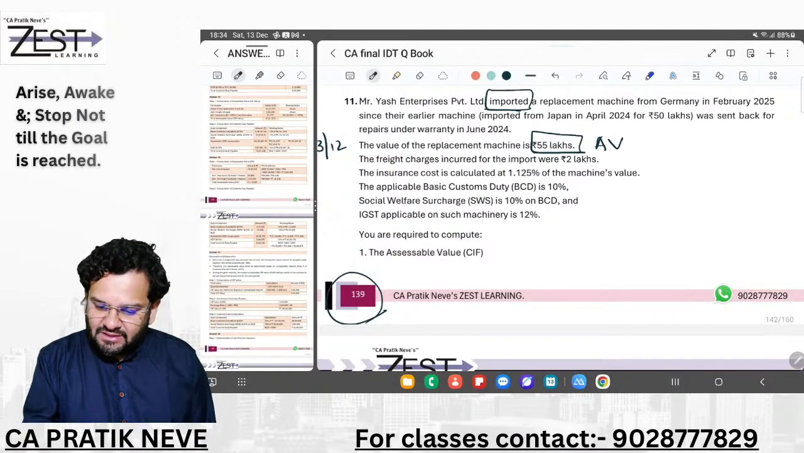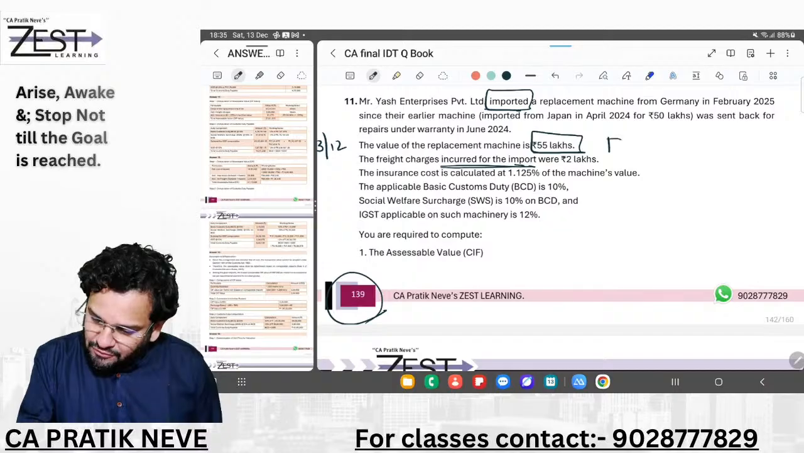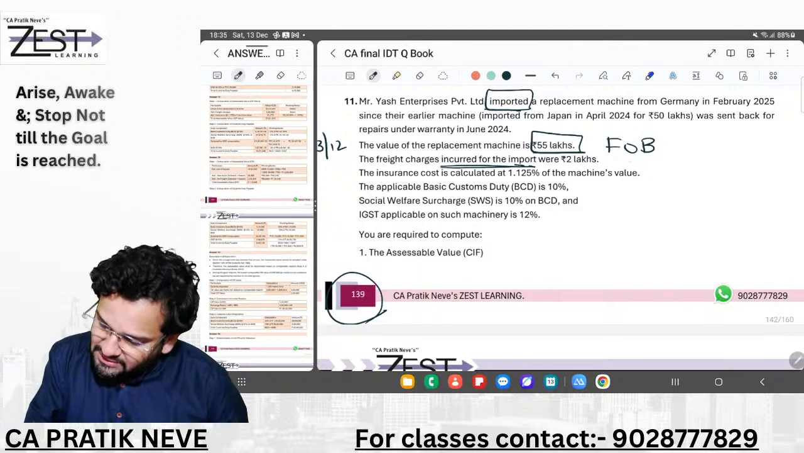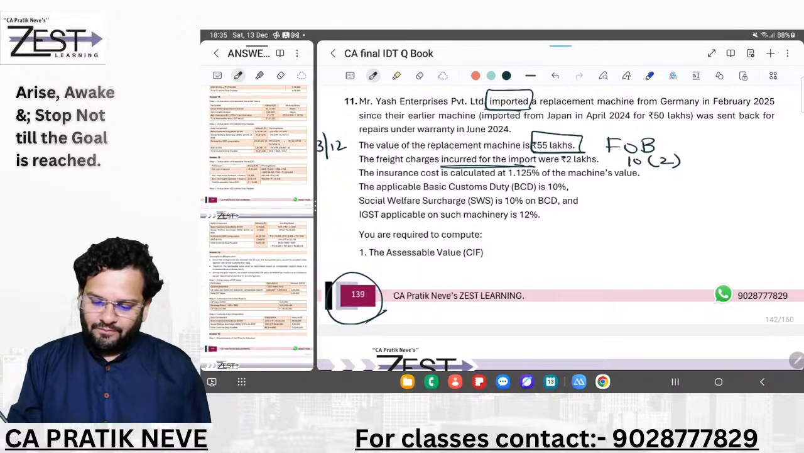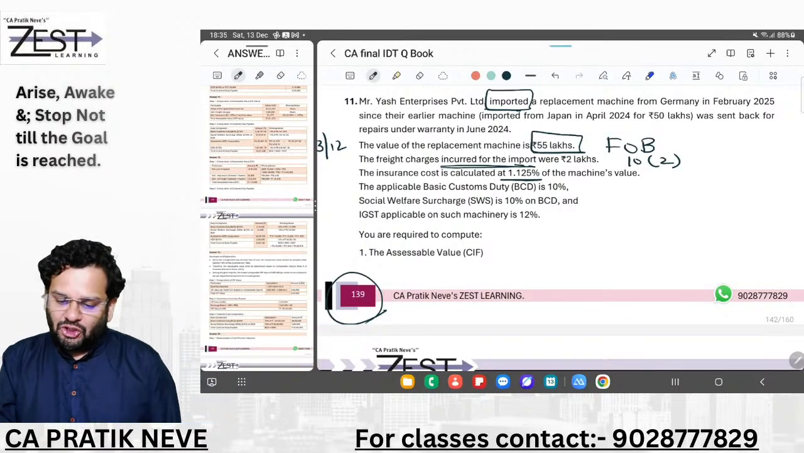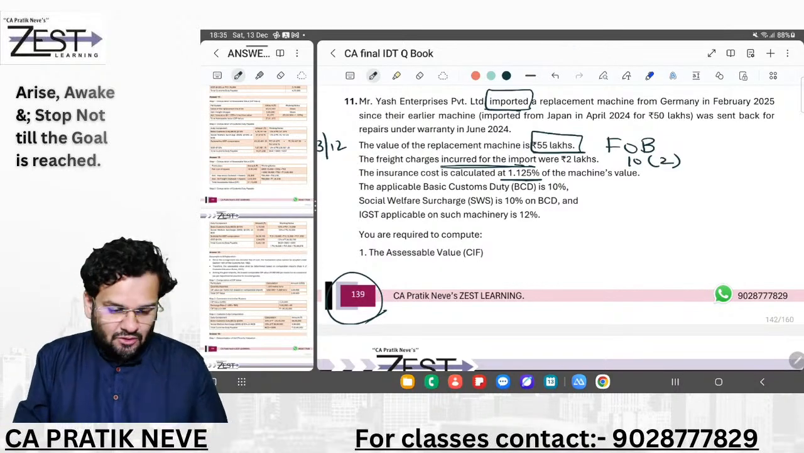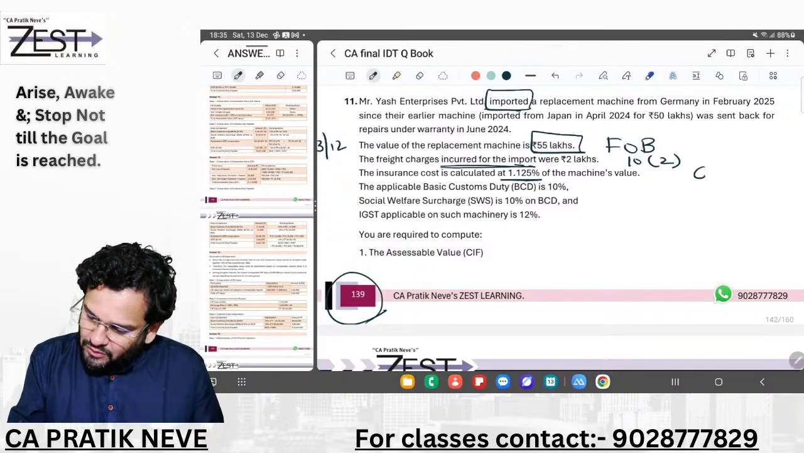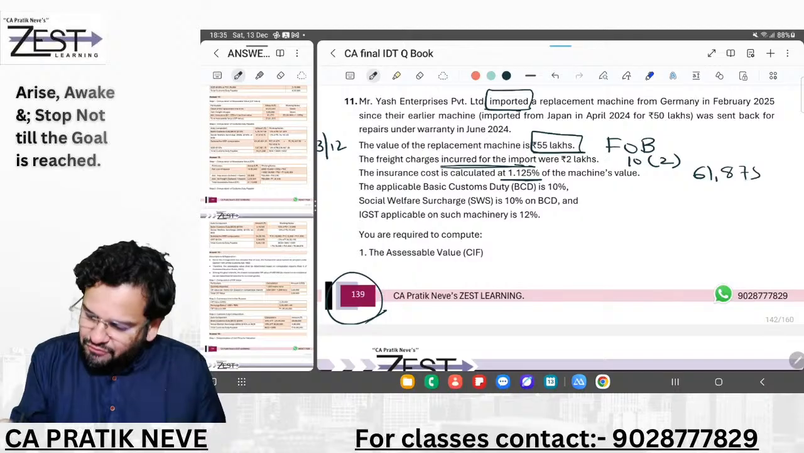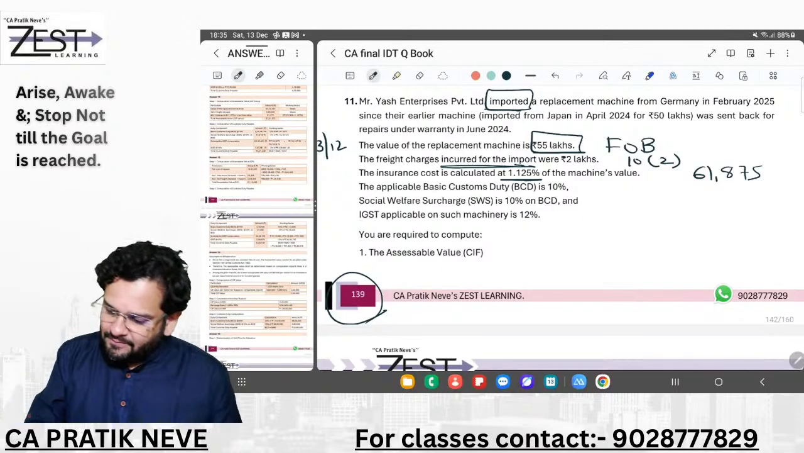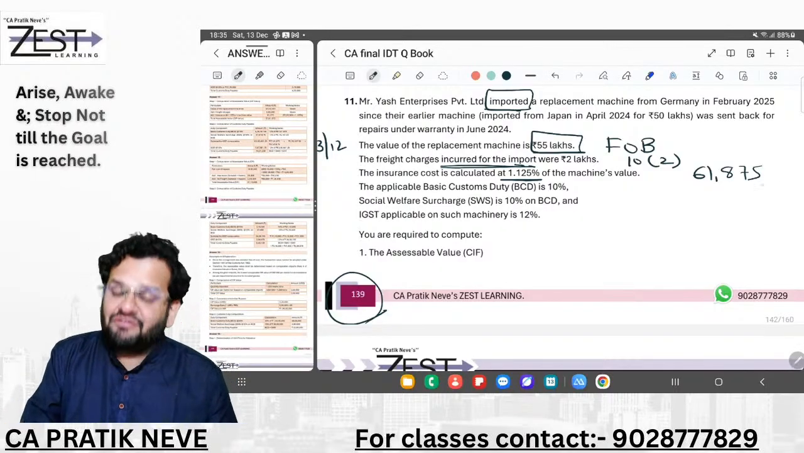The freight charges incurred for the import, so actually not direct assessable value, it is FOB value. Freight charges incurred for import were 2 lakhs, so this is an adjustment of 10(2). Cost of insurance is calculated at 1.125% of the machine value. So friends, 55 lakhs into 1.125% is 61,875. Again an adjustment of 10(2). So at this point, you will get CIF value.